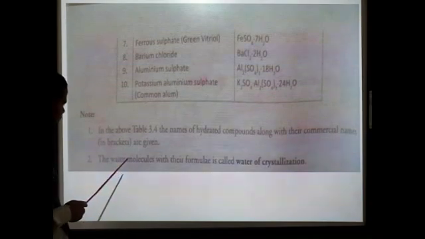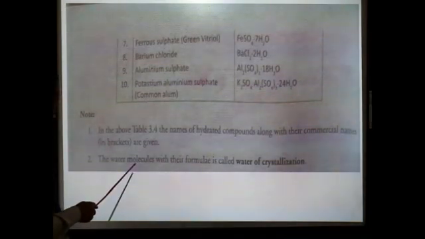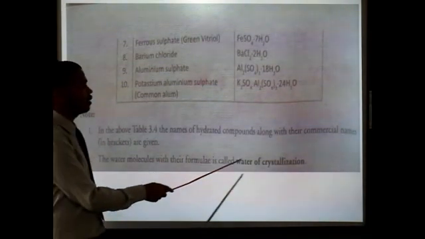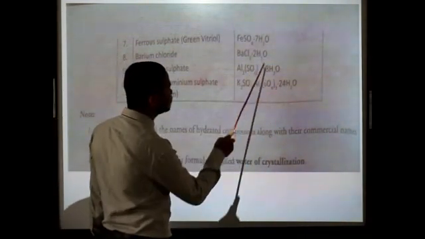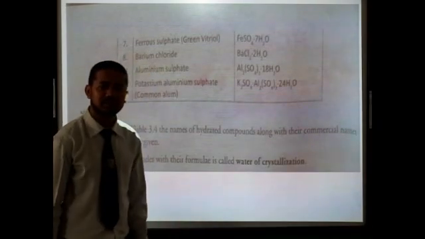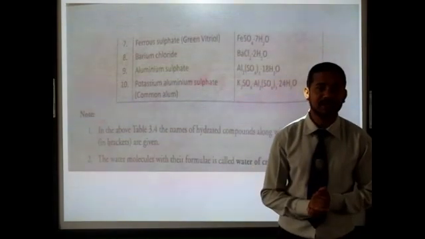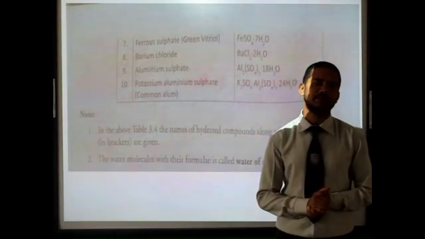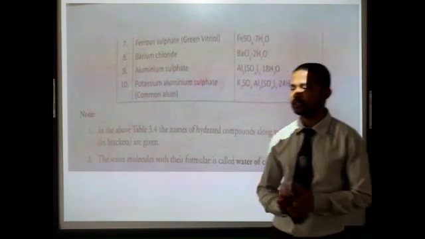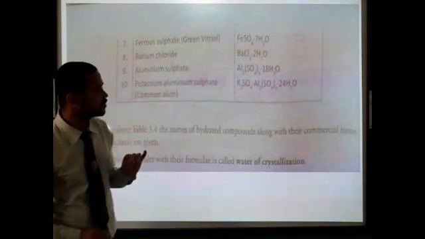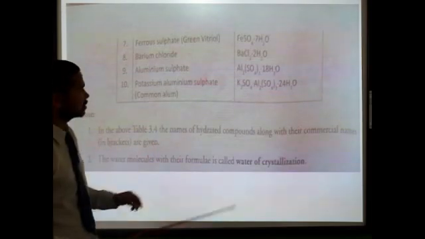The water molecules with their formula are called water of crystallization. So what do we call these water molecules? Water of crystallization. Compounds containing water of crystallization in their molecule are called hydrated compounds. Okay, so the water molecules with their formula are called water of crystallization.